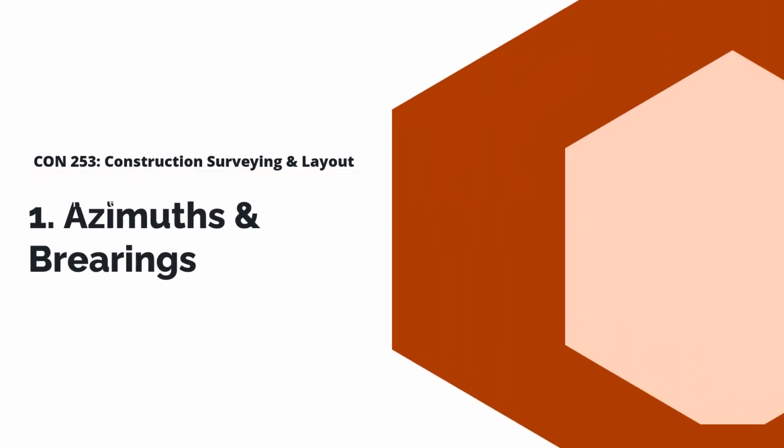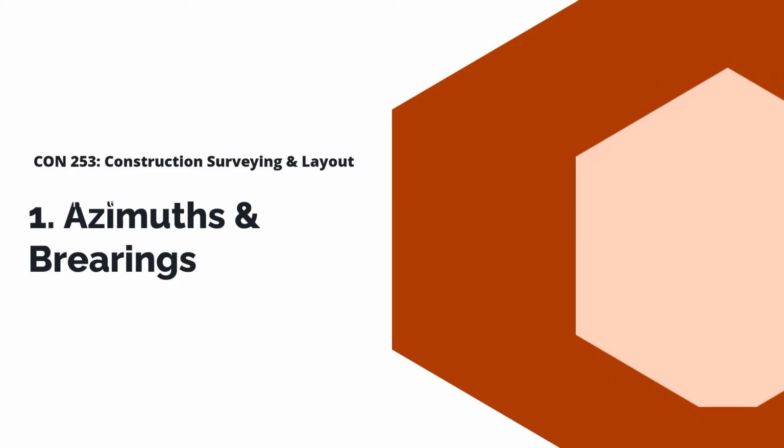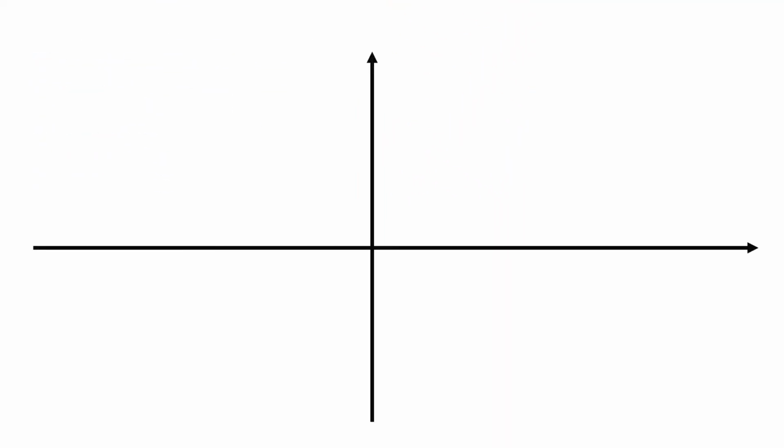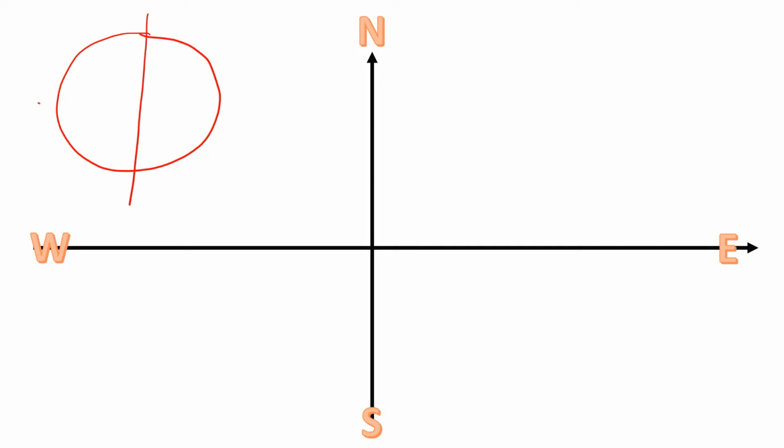All right, so let us first learn the concepts of the azimuths and bearings, which are very, very important in traverse surveying. Whenever you draw a line in surveying, we use a system called the whole circle bearing to represent the direction of that line. So imagine a circle like this and divide this into 4 quarters.